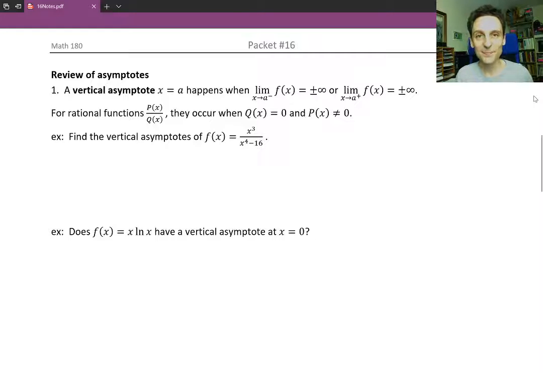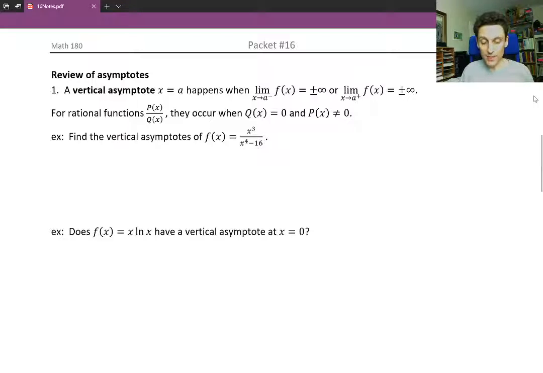Hello and welcome back. In this video we're going to review how to find vertical asymptotes and horizontal asymptotes. Recall that you can find vertical asymptotes by taking the limit as x approaches an x value, either from the left or the right side. If you get either positive infinity or negative infinity coming in from the right or from the left, then you've got a vertical asymptote there: x equals whatever that x value is. We'll call that a.